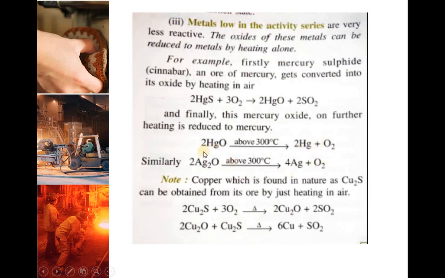This type of reaction we had already gone through in the physical and chemical changes chapter in class 7 and 8 respectively. Silver oxide, the same, if you heat it around 300 degrees Celsius, you will get silver and oxygen. Copper, which is found in nature as copper sulfide, can be obtained from its ore by just heating in air. So copper sulfide will give you copper oxide. Copper oxide, again along with copper sulfide, will give copper and sulfur dioxide.